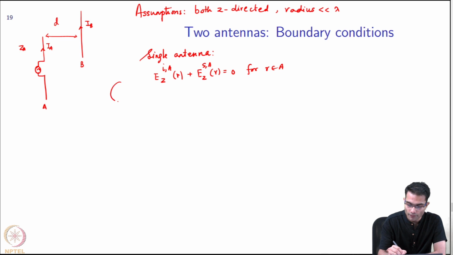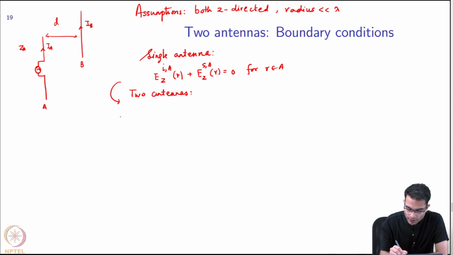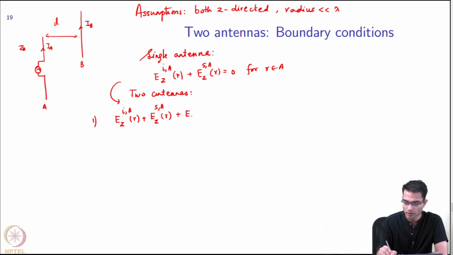Okay. And now, for two antennas, I need to find out the boundary conditions. So, very simply, let us take two cases, r belongs to A and r belongs to B. So, the first case, what will I write? Ez^i(r) plus Ez^s(r), this is the self field and the scattered field due to B being measured on A. This must be equal to 0, right?